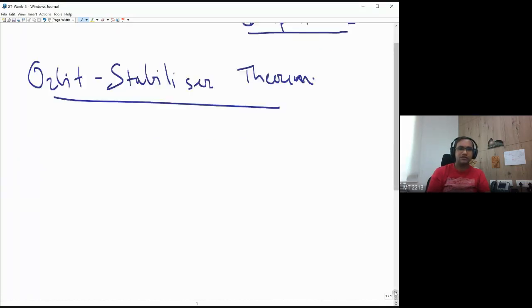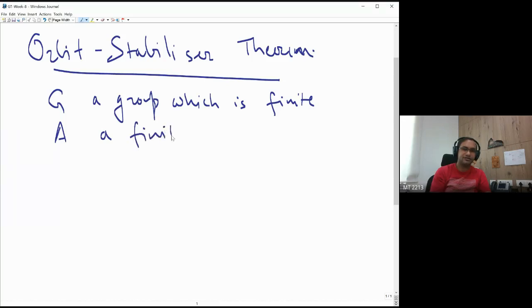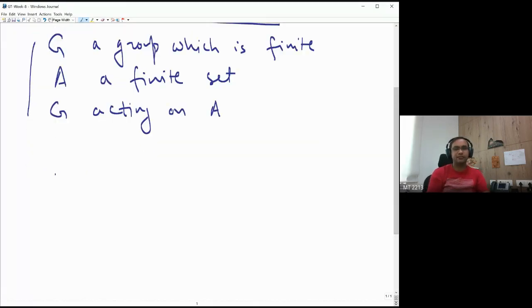So, what is this theorem about? We begin with a group G, a finite group. And a finite set. So, G is acting on A, which is a finite set. So, this is what is given to us. Then, knowing the action, we can compute the size of A. There is a relation between the size of A and the group G. That's what the theorem says, right?